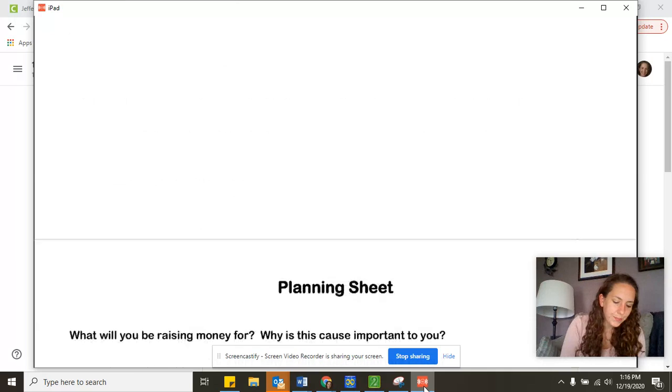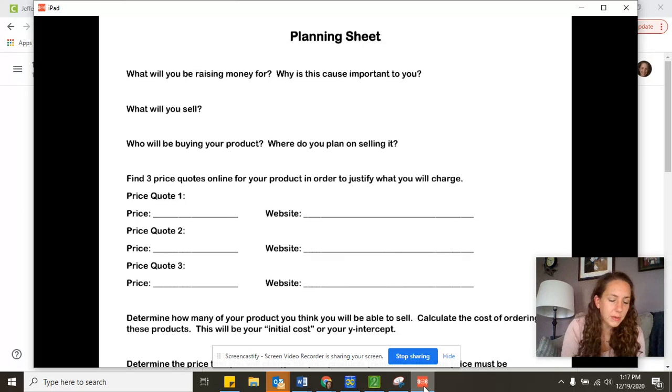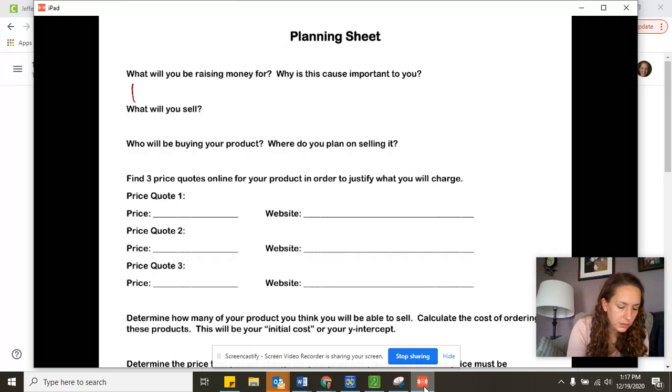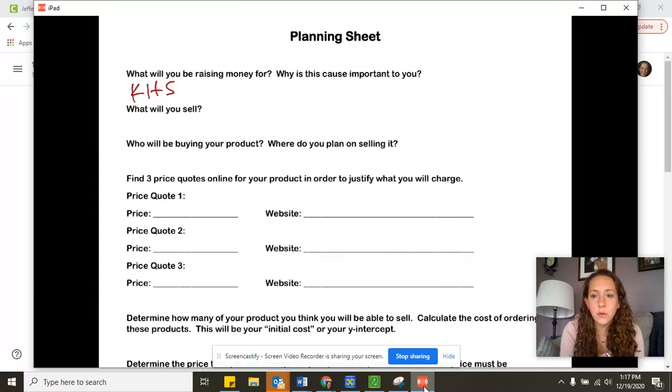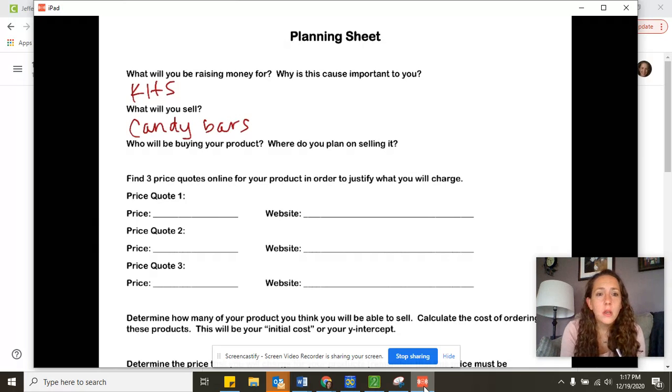Okay. So I have a planning sheet for you, which is just to help you make sure you get everything that you want to do. So you need to choose a charity that you want to raise money for. I'm going to do the Kentucky Humane Society because I like animals. And I'm going to sell candy bars for this example. You can sell whatever you want.